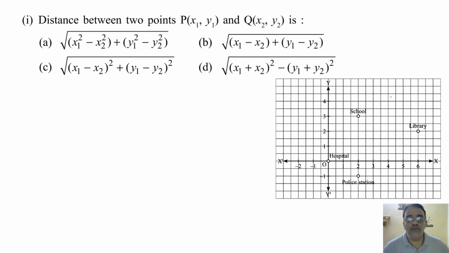Distance between 2 points P and Q is dash. Which formula is the correct one? Option C, right. See, actually the formula is the square root of x2 minus x1 whole square plus y2 minus y1 whole square, but this is also correct. Out of these 4 options, this is the relevant one. Okay, so the correct answer is C.